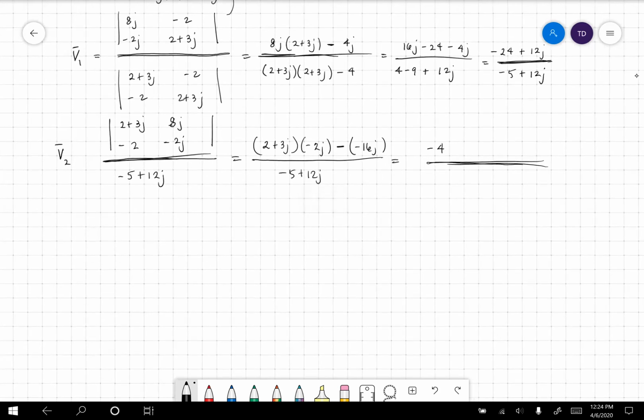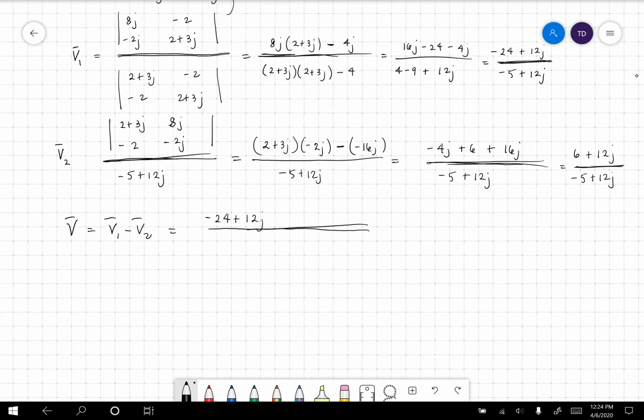First term, negative 4j. Second term, plus 6 plus 16j, all over minus 5 plus 12j equals 6 plus 12j divided by minus 5 plus 12j. Okay, so V phasor equals V1 minus V2 equals V1 minus (6 plus 12j). They both have the same denominator, so I'm just going to put them all over the common denominator, minus 5 plus 12j. And then I have minus 6 plus 12j.